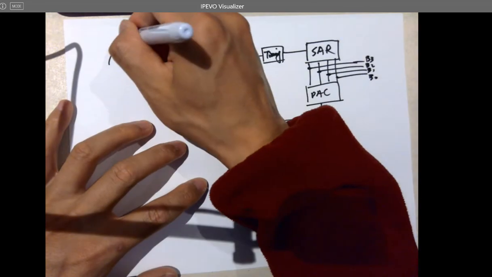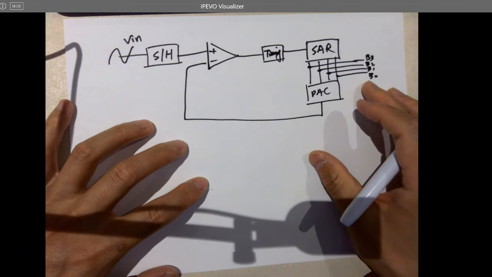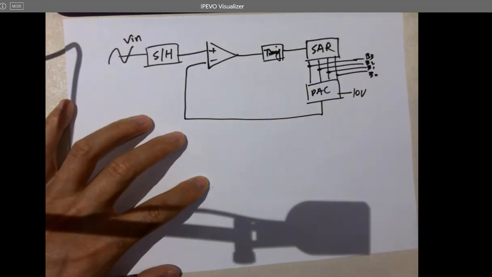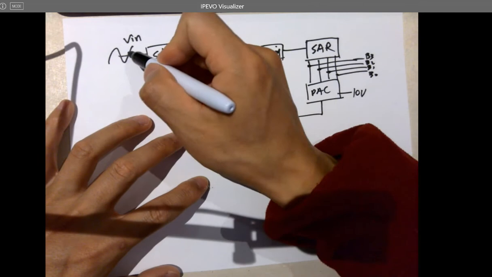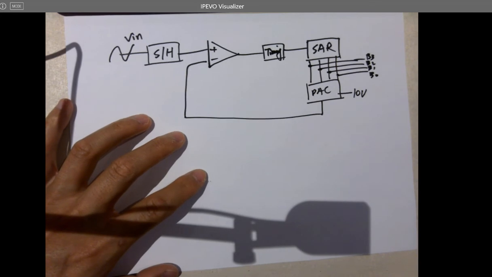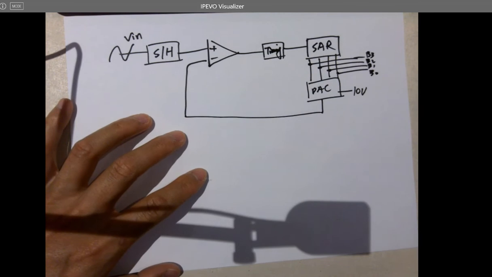That's Vin. That's a VREF of 10 volts. So last time, what's the input voltage we used to run through all the states? 5.2. So let's use a smaller one, like 4.2 this time.